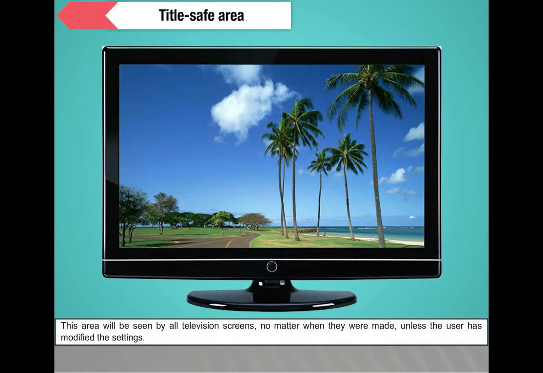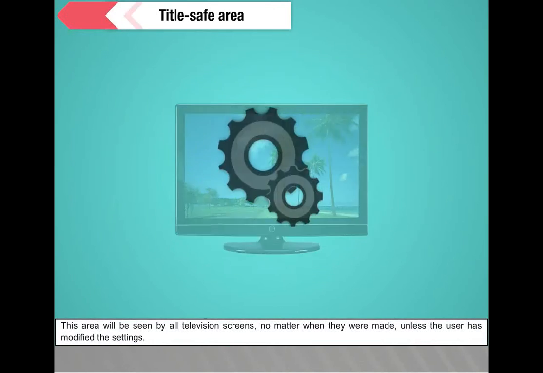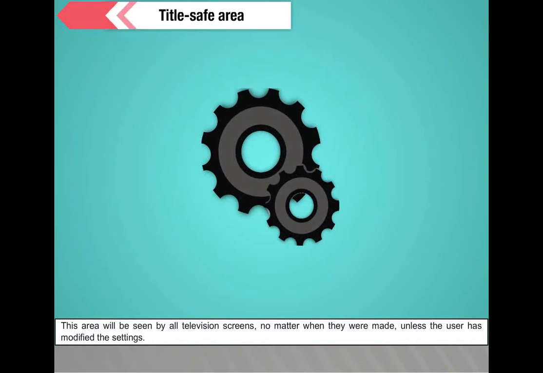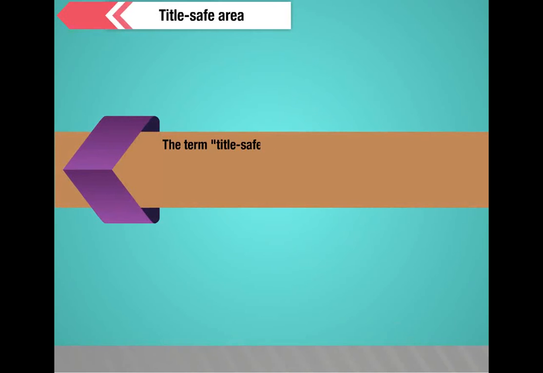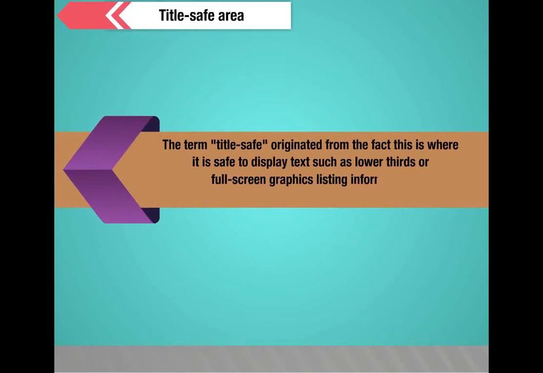This area will be seen by all television screens no matter when they were made unless a user has modified the settings. The term title safe originated from the fact this is where it is safe to display text such as lower thirds or full screen graphics listing information such as a telephone number.